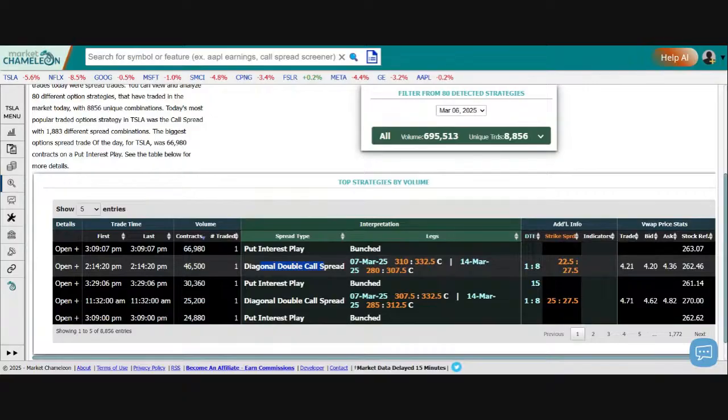And this, if you observe these spreads and watch them from day to day, you start to see these appear very frequently. And then you kind of understand maybe what's going on. So we could see here that there is a March 7th 310, 332 call spread, and a March 14th 280, 307.5 call spread. So we have two call spreads here on two different expirations with different strikes.